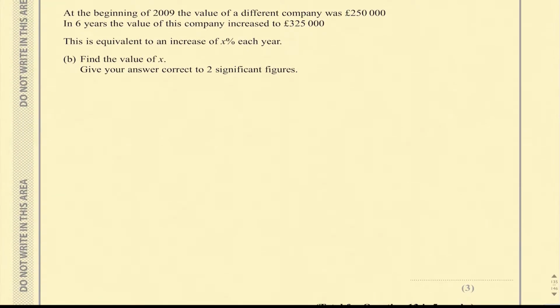So now the B part. It says at the beginning of 2009, the value of a different company was 250,000. In 6 years, the value of this company increased to 325,000. This is equivalent to an increase of X% each year. We need to find the value of X to two significant figures.